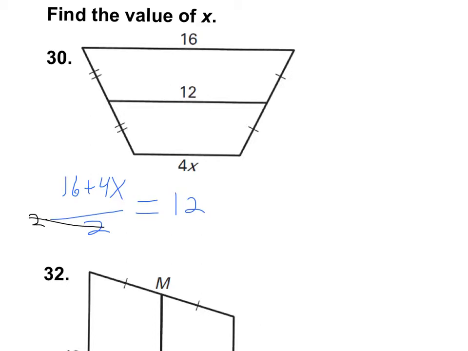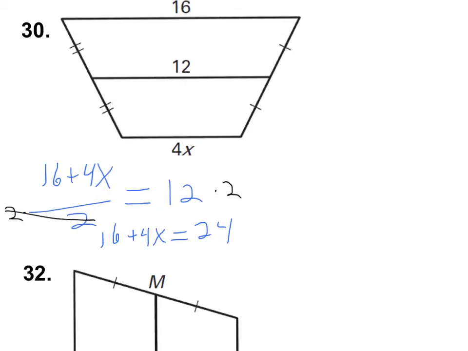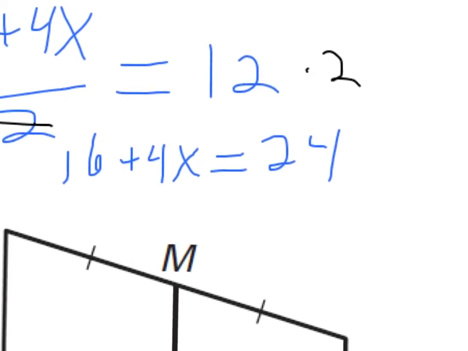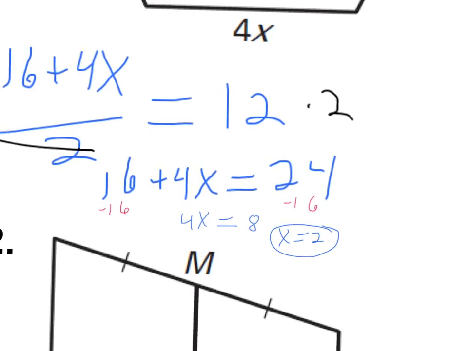I would start by timesing both sides by 2. So then you'd have 16 plus 4x equals 24. And so then you can subtract 16 from both sides. And so you get 4x equals 8, and therefore x equals 2. So in this case, x equals 2.